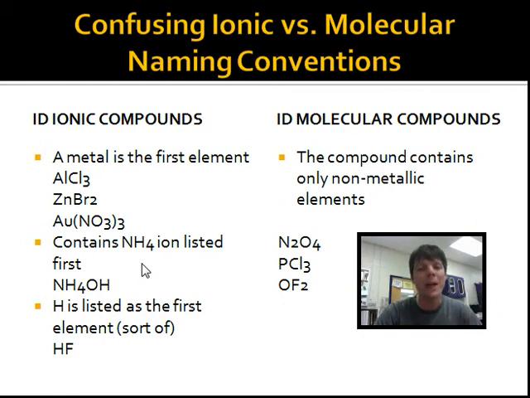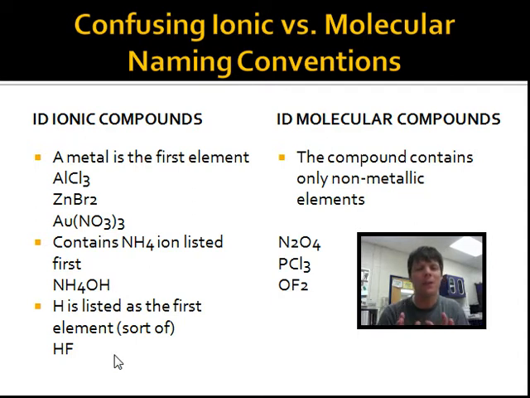Next, do we have a compound which lists a positively charged polyatomic ion like ammonium, NH4+, which is listed first in the formula of the compound? Ammonium hydroxide, NH4OH, is an ionic compound for this reason and will follow the conventions for naming an ionic compound.